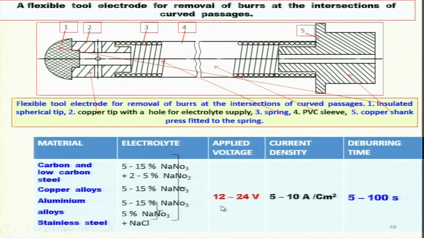Applied voltage range is 12 to 24 volt depending upon the shape and size of the burrs. You can choose this voltage. Then current density normally is ranging between 5 to 10 ampere per centimeter square, and deburring time depends upon the size of the burrs, and this varies from 5 to 100 seconds. Size, which will include length, height and thickness, that we have already seen in the earlier slides.